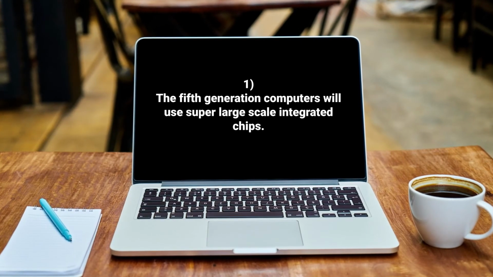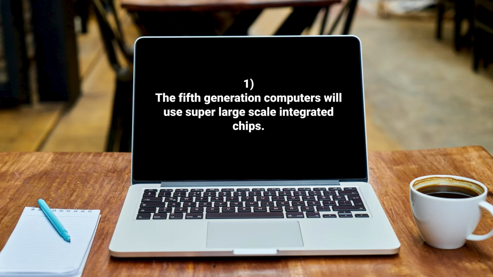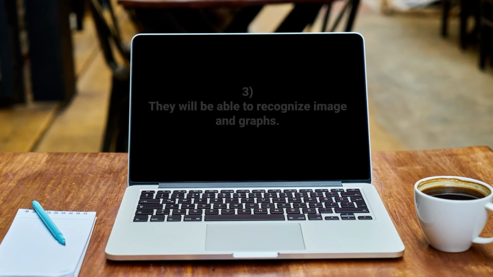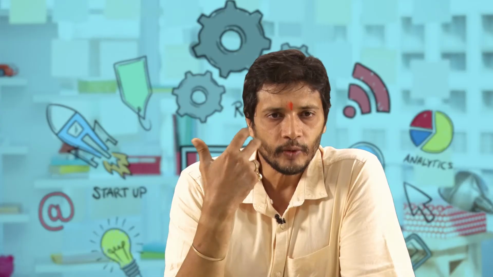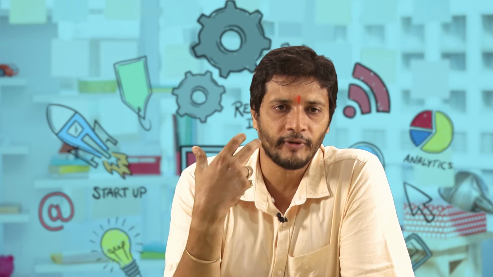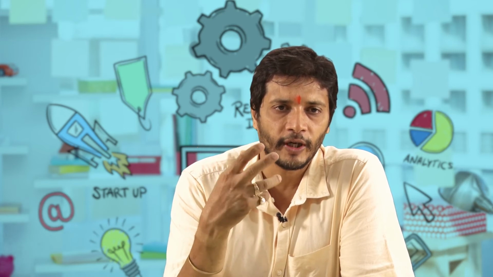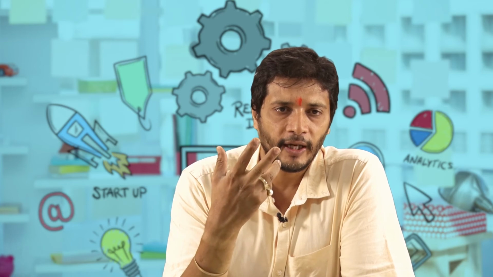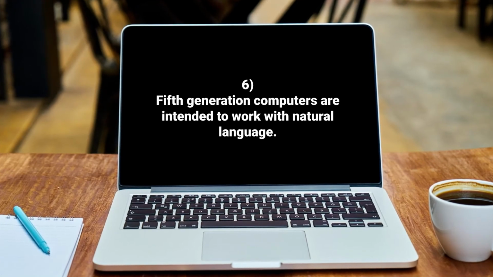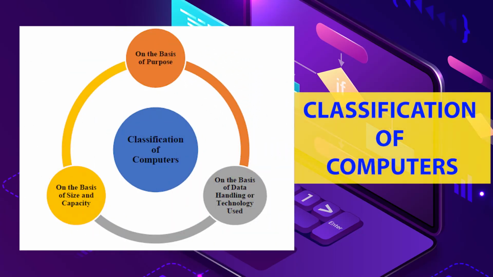The fifth generation computers will use super large scale integrated chips. They have AI, which I have already talked about, and it recognizes images and graphs. So voice-based recognition is coming up, where with the help of voice you can very easily put in orders, or you can just talk to your Alexa or the voice recognition tools, and they can put the order. So e-commerce is going with voice recognition also. There is no need of typing text, and a voice-based model is coming up. So fifth generation computers are intended to work with natural language.